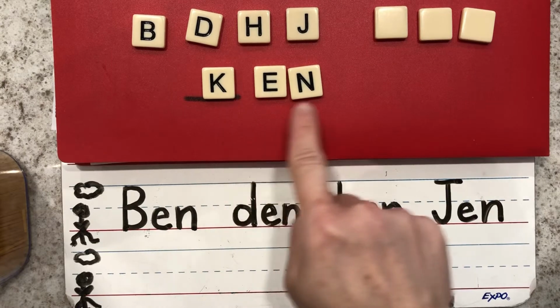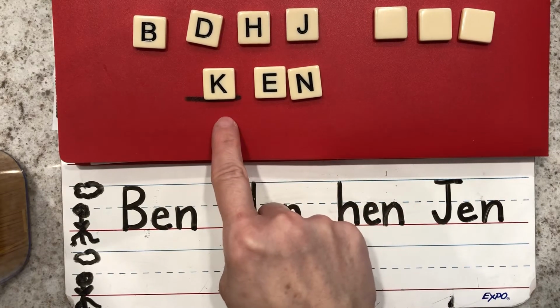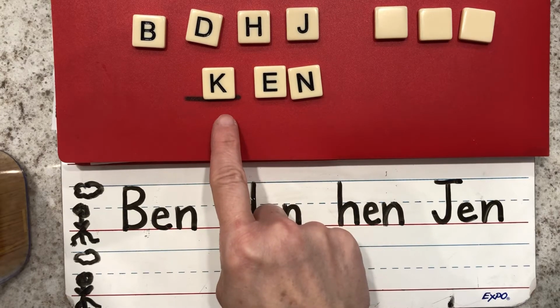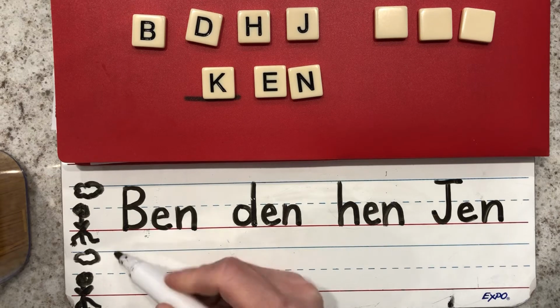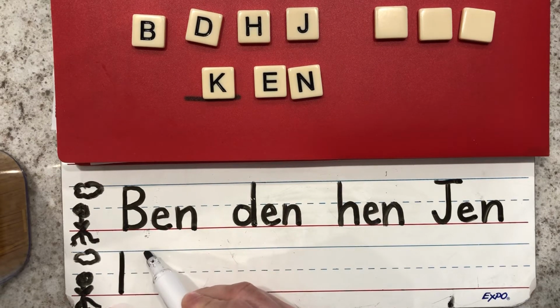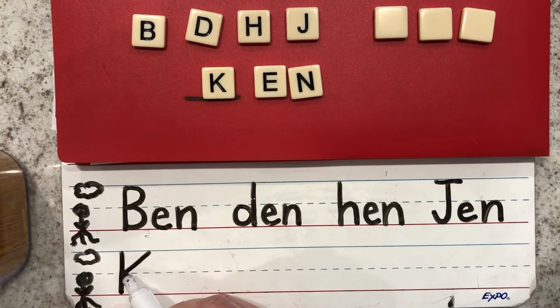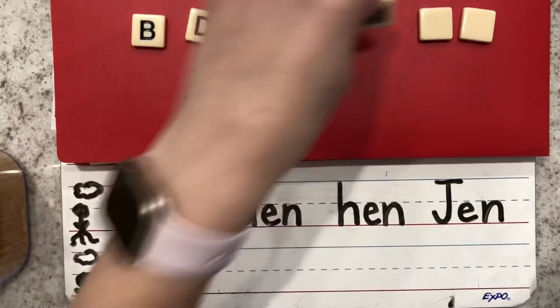K, E, N, Ken. Now we have another name, Ken. Ken is gonna be a capital K for a person's name. So we'll go to the next row. We'll start at the top, straight line down. And we're gonna do two diagonal lines. One's gonna start at the skyline and go to the middle. And then we're gonna start at the middle and do a diagonal down to the ground. Then we have a lowercase e and then lowercase n, Ken. All right, let's see what we have next.